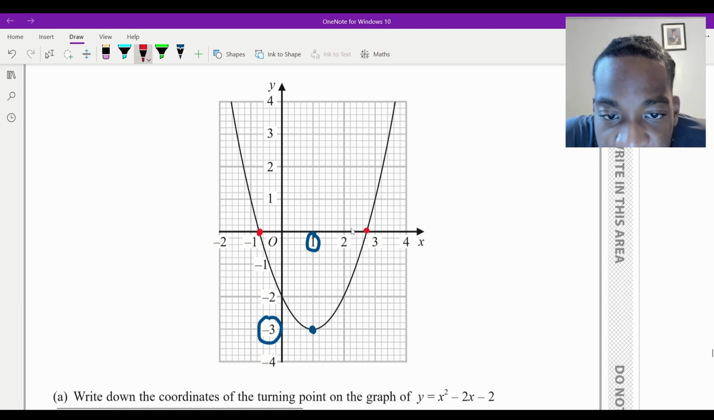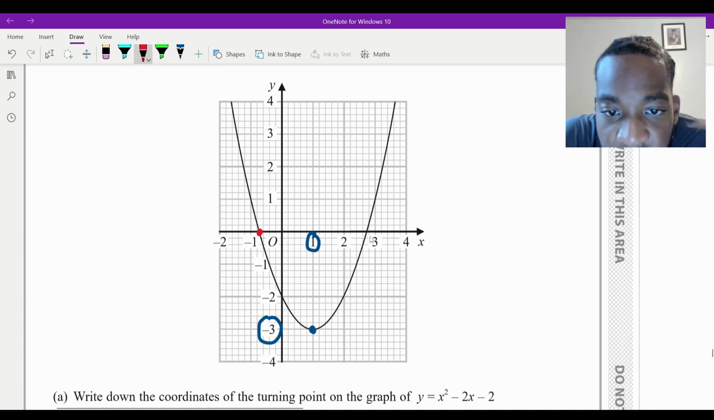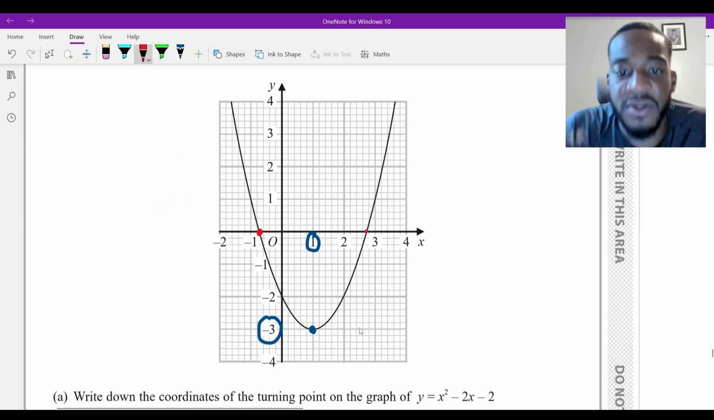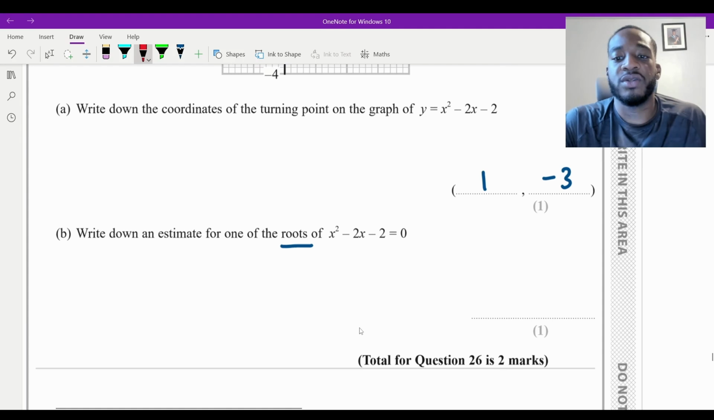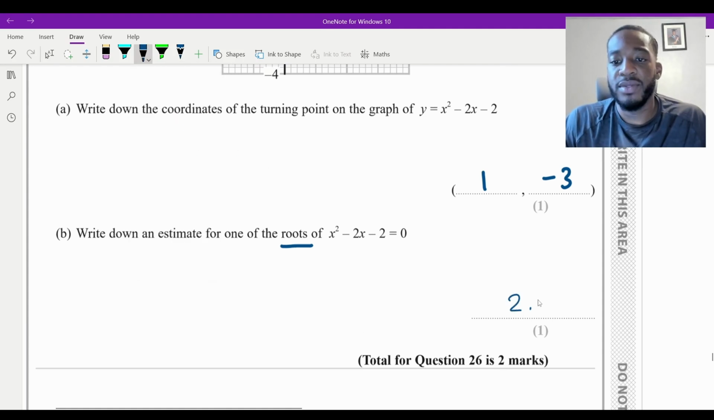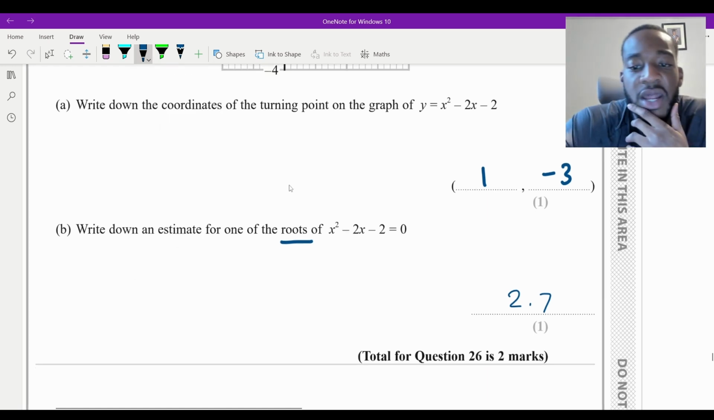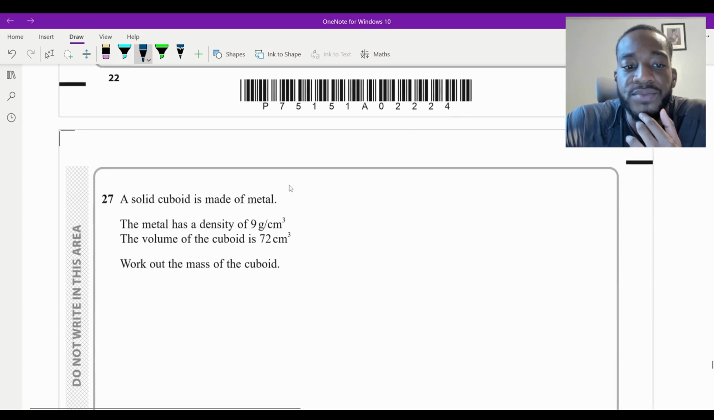Now, if I look closely, there's 5 boxes between 2 and 3, so it must be going up in 0.2s. So 2.2, 2.4, 2.6, and then 2.8. And this looks to be bang in the middle of 2.6 and 2.8, isn't it? So I'm going to say approximately, as an estimate, that's going to be 2.7. So therefore, I'm just going to say 2.7. And that will be it. That will give you the marks for question 26. Let's go to question 27 now.